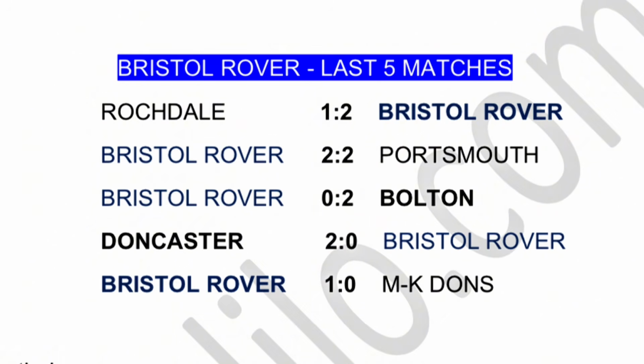Now looking at Bristol Rovers' last 5 matches, Rotherham versus Bristol Rovers, we have 2-1. Bristol Rovers versus Portsmouth, they played 2-2. Bristol Rovers versus Reading, they played 0-2. Doncaster versus Bristol Rovers, they played 2-0. Bristol Rovers versus MK Dons, they played 1-0. Now this is a good game that we can predict correct score of 2-0, 2-1 and 2-2. So after knowing their head to head and their current form in the last 5 matches, the next thing is to work out your prediction on the correct score.